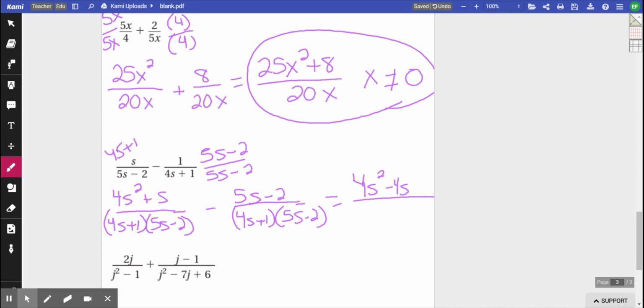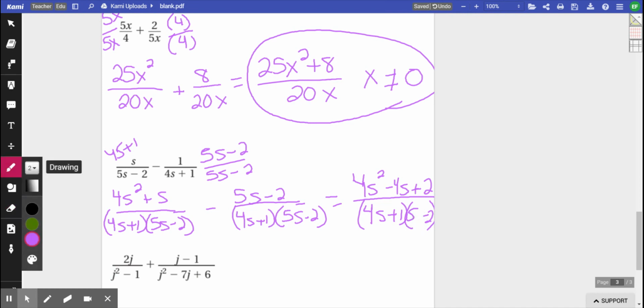Did that trip you up? Some people might have fallen for that one. This is going to end up being a positive 2 at the end. From here, our denominator is going to stay the same, 4s plus 1 and 5s minus 2. Oops, I put an x by accident. And then it looks like the numerator is factorable. So I am just going to look there next to see if there's something that can be simplified.